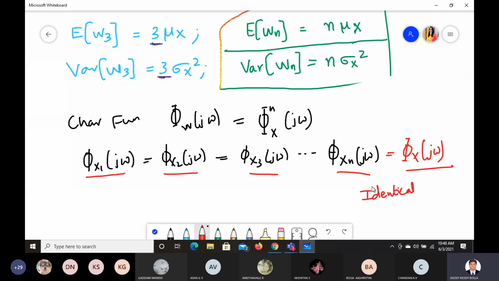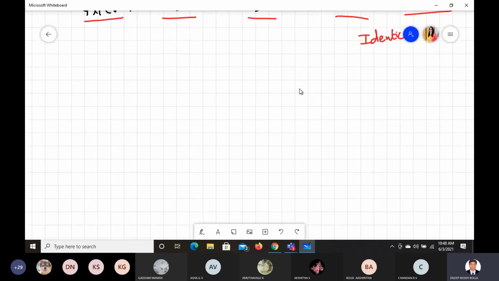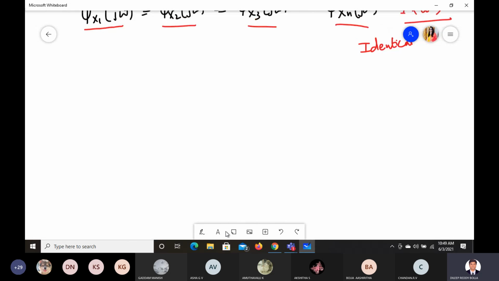Because when you are trying to see the characteristic of that, all of them are identical in nature. So the characteristic function also will be identical. So all of them will have a similar kind of characteristic function. Okay. So this is about IID variables. So in the next class, we'll begin with the central limit theorem.